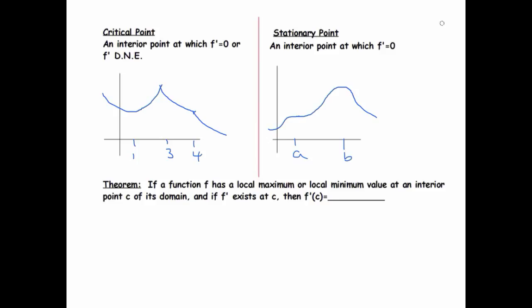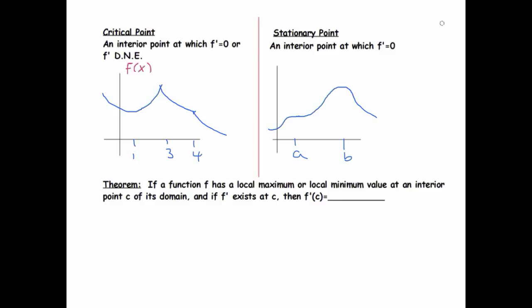So I have a definition here, a critical point. A critical point is an interior point at which the derivative is 0 or the derivative is undefined. So let's just take a look at my graph here that I sketched on the left. Let's call this f of x, I guess.